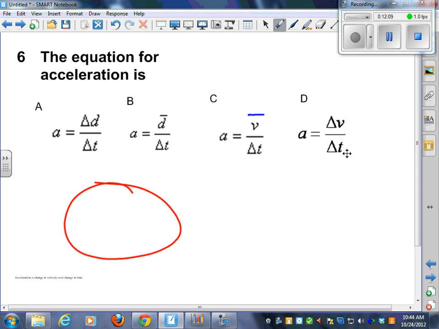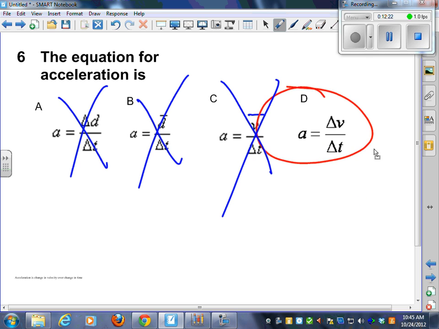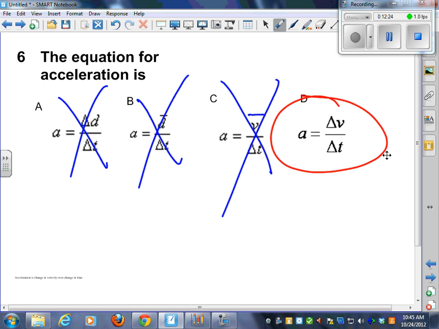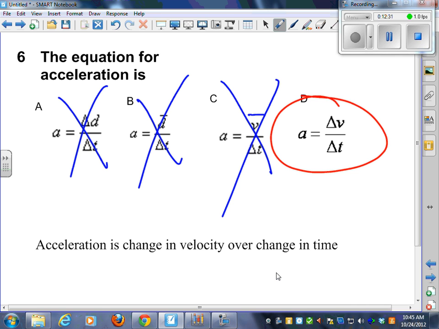In fact, this formula doesn't even exist, and neither does that one. Okay? This is the formula, delta V over delta T. Change in velocity over change in time. Let's see what the fine print is. Acceleration is the change in velocity over the change in time. It's how fast the velocity changes. Okay, good?